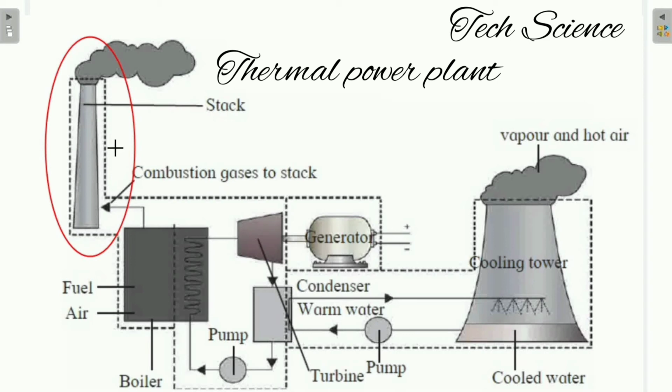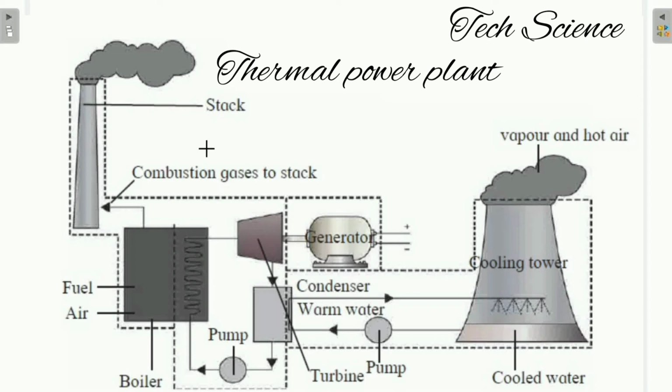The stack has a very great height. Why? Because during the combustion process, whatever gases are released, these gases, as well as soot particles, are released into the atmosphere with the help of this stack. So this is the diagram which shows that using the combustion process, with coal as a fuel, you can generate electric energy.